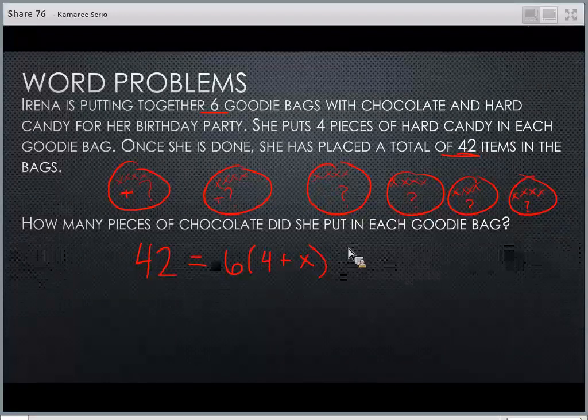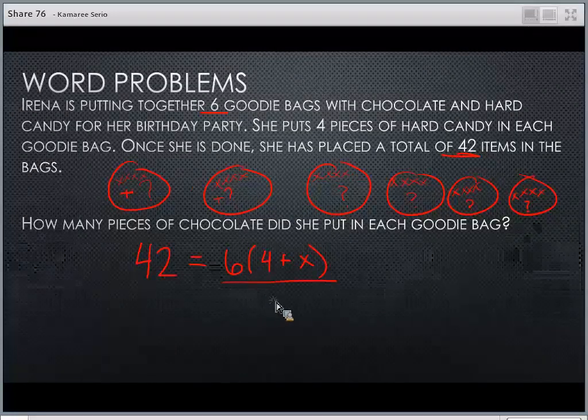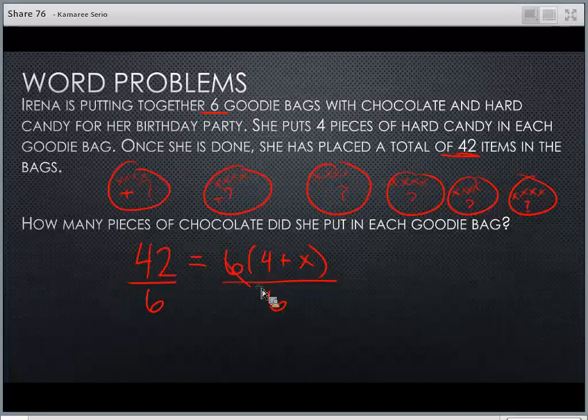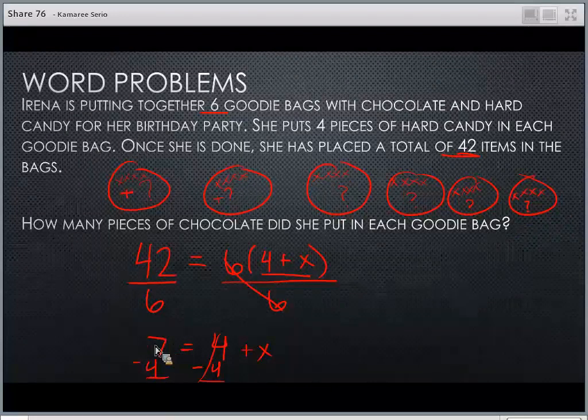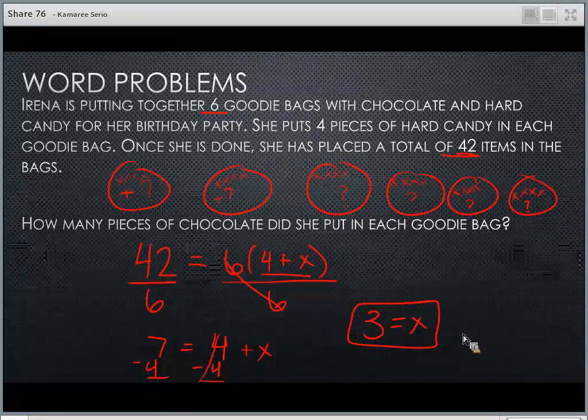Okay, so now here, let's do that dividing method to solve this. Let's divide by 6 on both sides to get rid of that. So 42 divided by 6 is 7, and then what's inside my parentheses stays the same. I need to subtract 4, and 7 minus 4 gives me 3. So she puts in 3 pieces of chocolate.